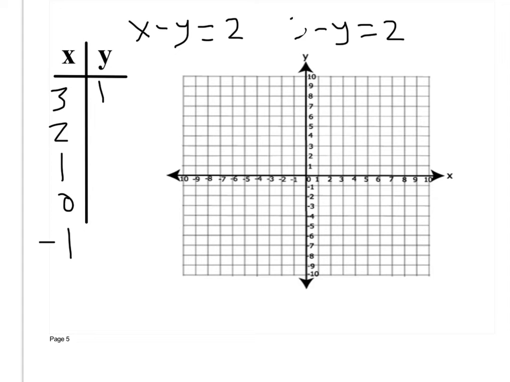Alright, well, let's plug in 2 for x. 2 minus y is equal to 2. What does y have to be? 0. Let's plug in 1. 1 minus y is equal to 2. What does y have to be? 1 minus 3 is 2. No, that'd be negative 2. Negative 1, awesome. Okay, 1 minus negative 1 is the same thing as 1 plus 1, right?